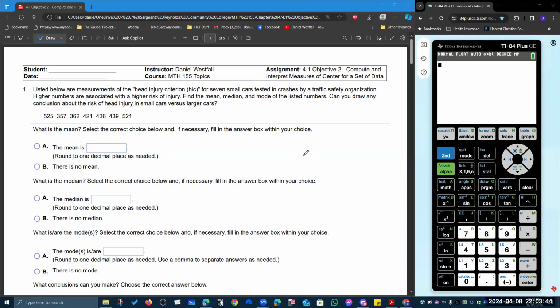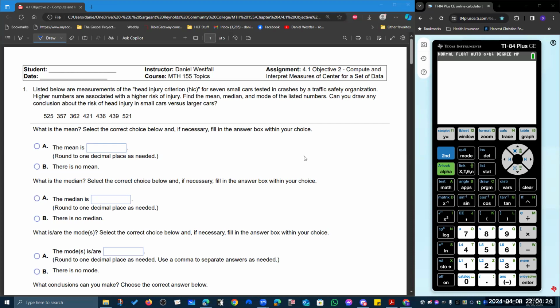In this video, we're going to talk about 4.1 Objective 2, where we compute and interpret measures of center for a set of data. I'm going to work the first problem by hand, and then the second problem is a technology problem where I'm going to be using the calculator. I'll show you a few different ways to get the items of interest from the calculator. There are other techniques that you can use for technology, such as Excel or StatCrunch, but I'm not going to cover those. I'm just going to stick with the calculator right now for these videos.